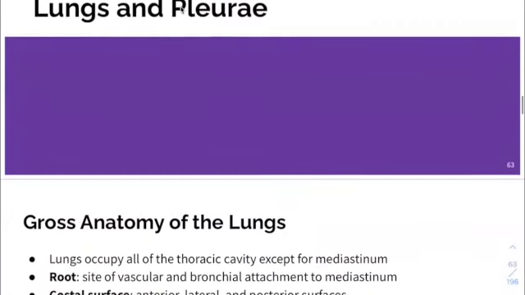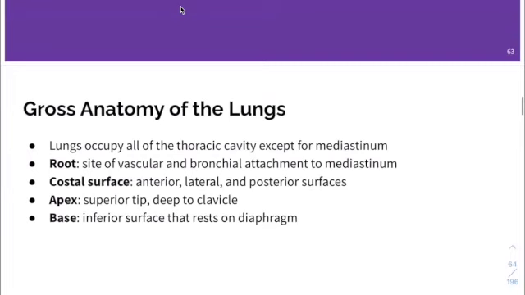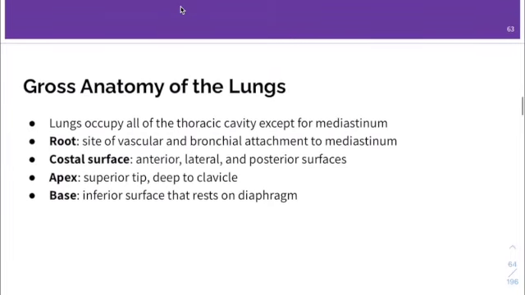So let's look at the lungs. Our lungs pretty much fill the majority of that thoracic cavity, except for the mediastinum, because that is where our heart sits. The root of the lungs is where blood supply and those bronchial attachments happen at the mediastinum.